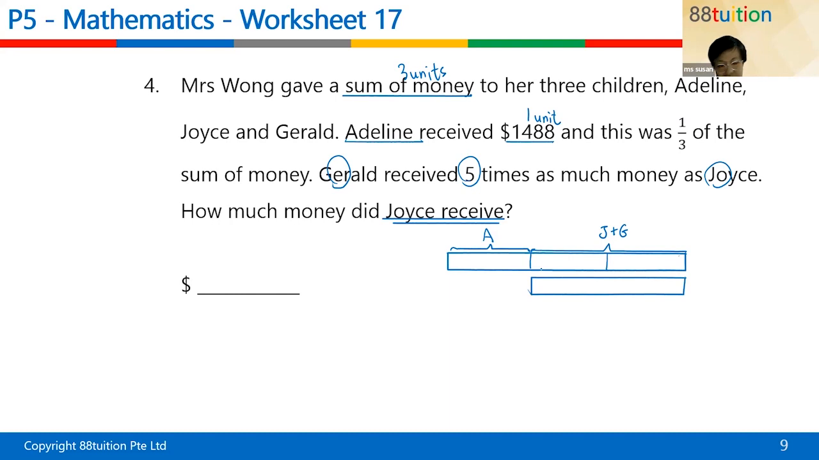Okay, and the share of G is 5 times that of Joyce. So I'm going to cut this into 6. So 1, 2, 1, 2. All right. So once I cut here, I need to cut here also. So once you cut, 1 for all and all for 1. Okay. And who has 5 times? Let's look at G.